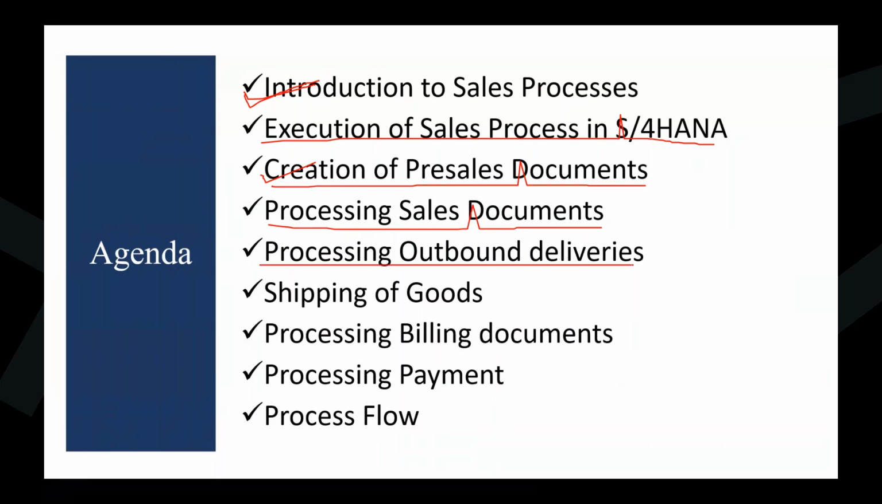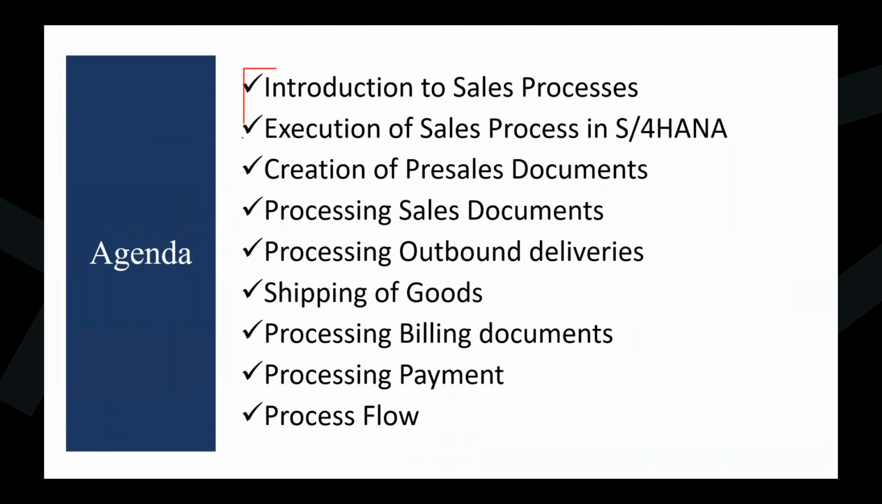Then processing outbound delivery, basically shipping, and how the outbound delivery is created. Then shipping of the goods, that means delivering the product to the customer. Then processing billing documents. Once we sell the product to the customer we have to invoice him, so we will see how billing happens. Then processing the payment, the incoming payment, and finally the process flow. These are the topics we will be covering in the overview of the sales process.